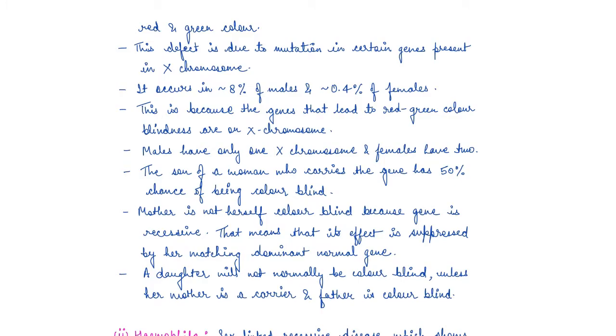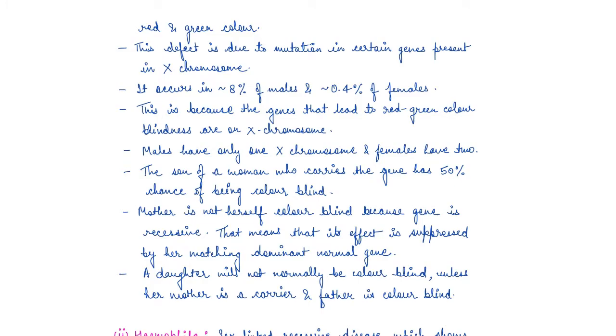Now it happens more often in males than in females. In the case of males, it occurs in about 8%, and in the case of females, it occurs in just about 0.4%. Now, this is because the genes that lead to red-green color blindness are on the X chromosome, right? Males have only one X chromosome and females have two, right?